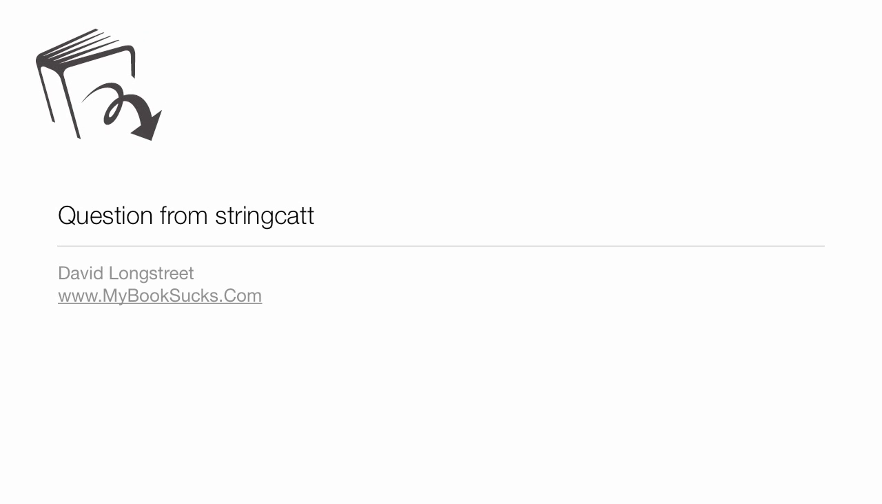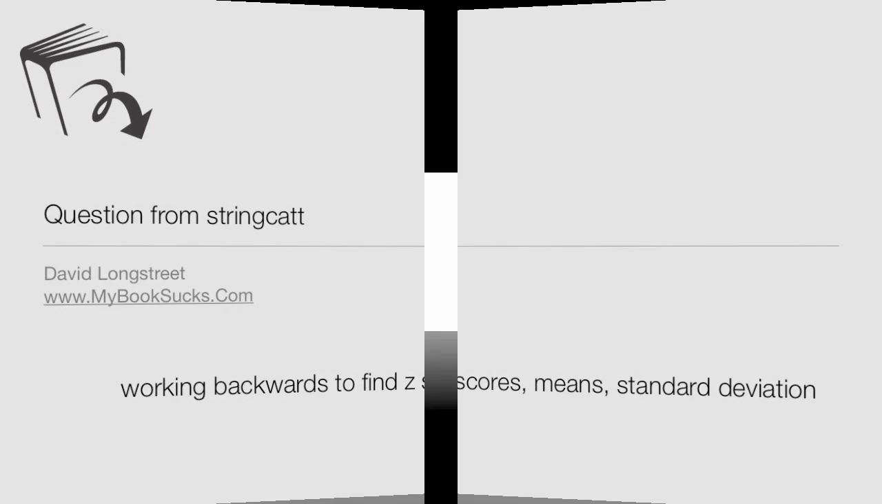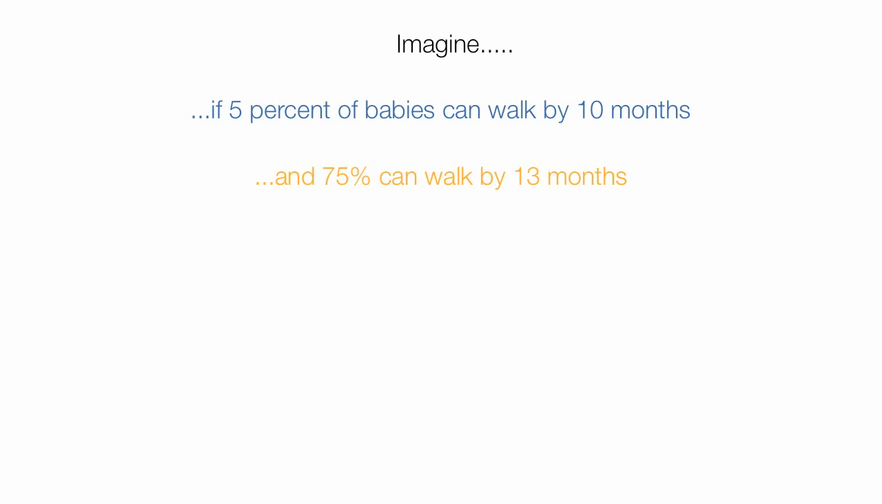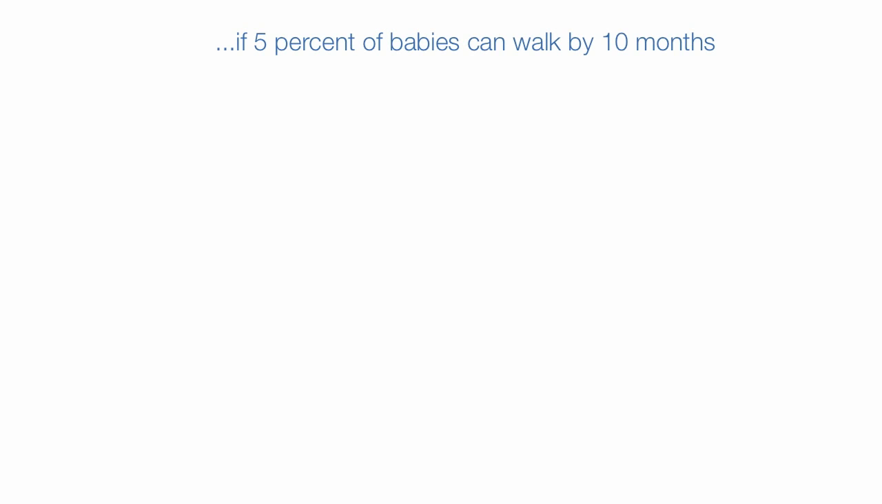This is a question from StringCat. We'll work backwards to find z-scores, means, and standard deviations, so it's a little bit backwards. Imagine if 5% of babies can walk by 10 months and 75% can walk by 13 months, what is the standard deviation and mean? The problem requires us to use z is equal to the observation minus the mean divided by the standard deviation.